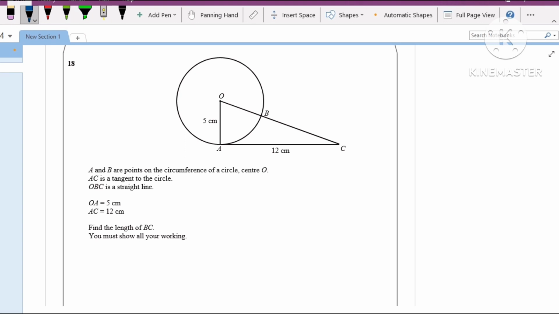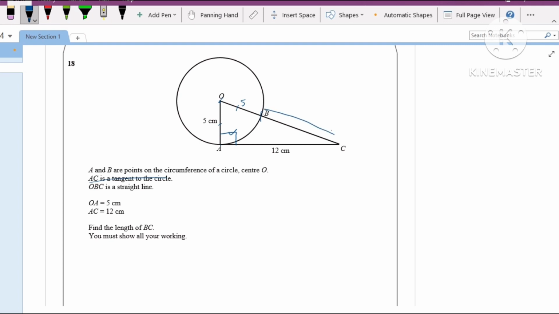A, B are points on the circumference of a circle, center O. A, C is a tangent to the circle. It means this is a tangent. We know that the angle between radius and tangent is 90, so by this line we can draw this 90. OBA is a straight line, OA is 5. This is the radius of the same circle. OA is a radius, OB is a radius, so this should be 5. From this point to this point, it is 5 as well. So he is looking for the side BC, this line, not the complete one.